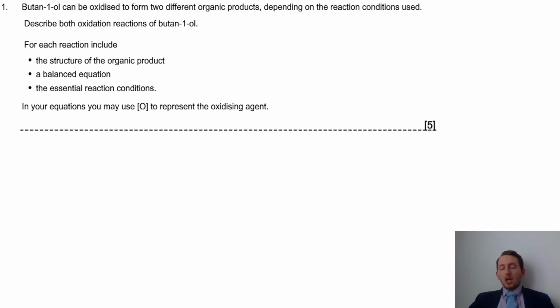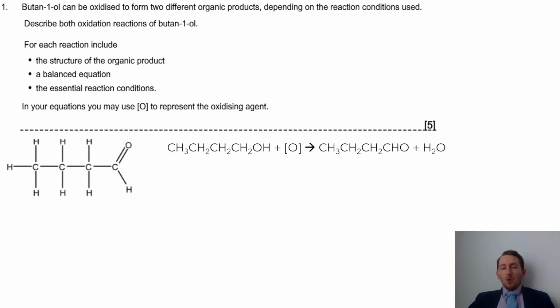So we need to form, first of all, an aldehyde, and if we're then going to write an equation for that, write it like this. So we have our CH3, I've written it like that. If you wanted to shorten it down a little bit more, you could have your C4H9OH if you wanted to, that'd be fine. But you've got to make sure you have your square brackets with the oxygen in it, and then forming your aldehyde plus water on the end.